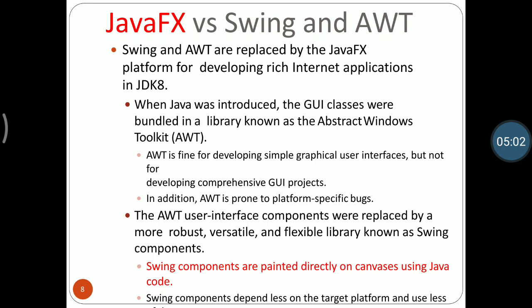Let's see JavaFX versus Swing and AWT. Swing and AWT are replaced by JavaFX. Earlier, when Java was introduced, the GUI classes were bundled in AWT, which means Abstract Window Toolkit. AWT cannot develop a complete or comprehensive GUI project. It can only develop a simple graphical user interface. As we discussed earlier, AWT was replaced by Swing.